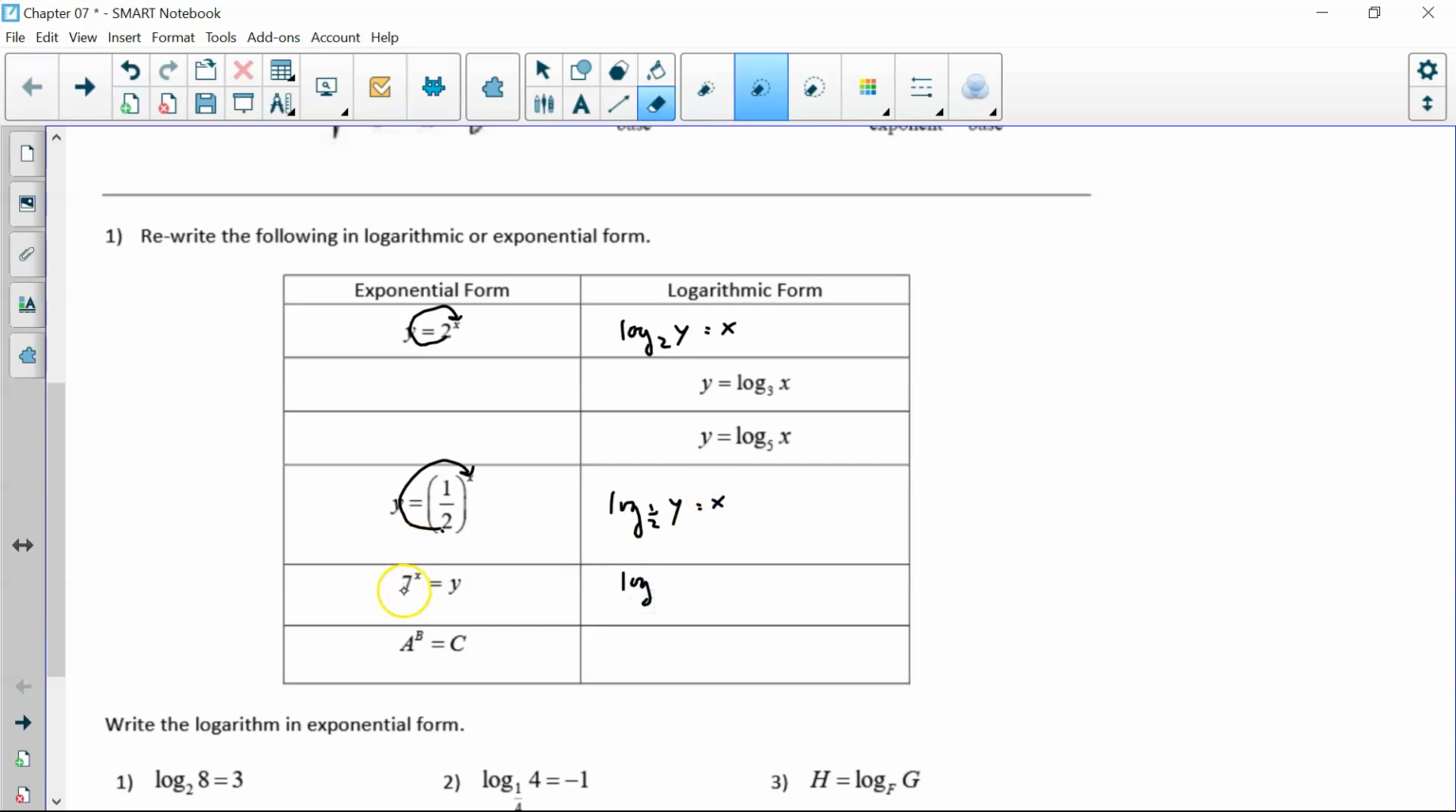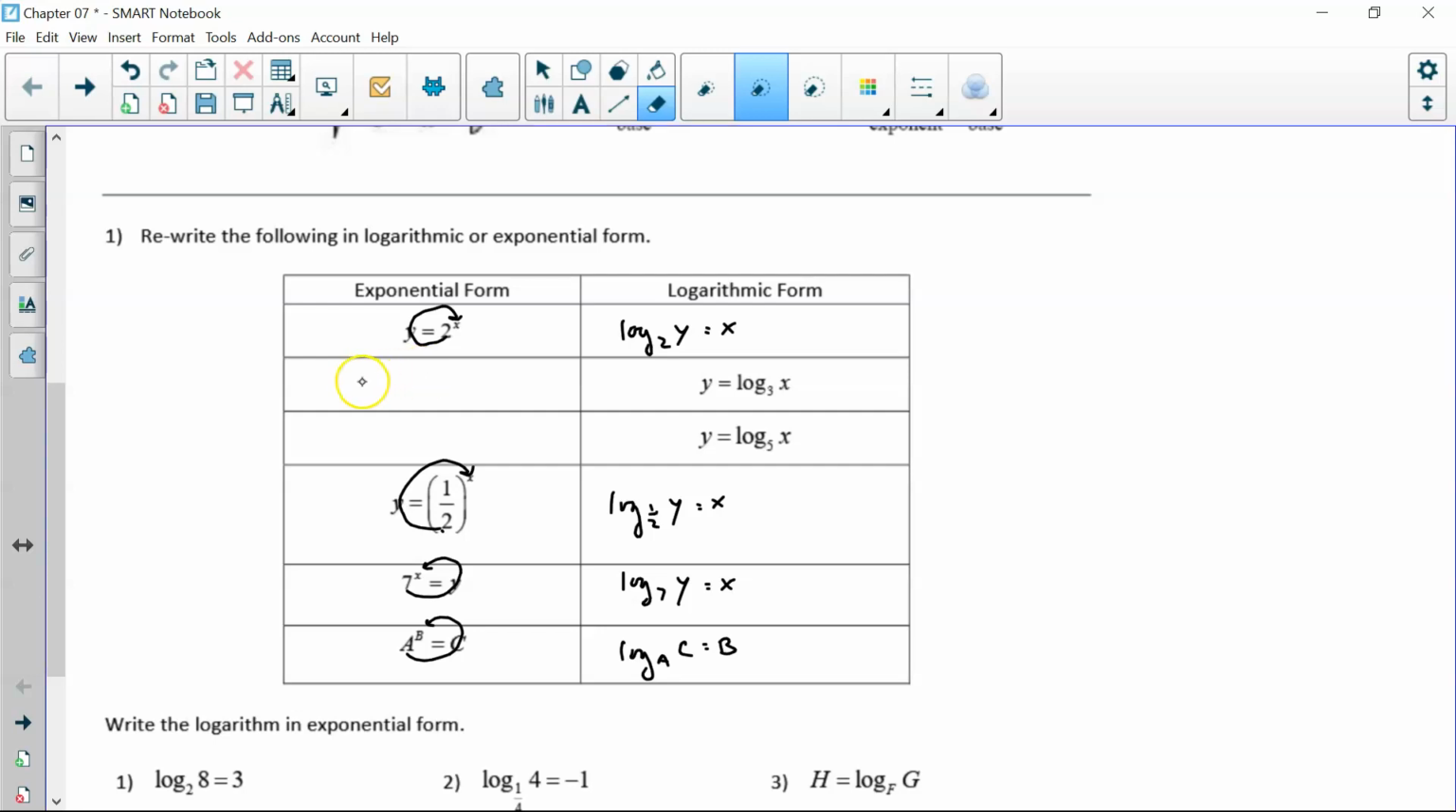Log base, so start at the exponent. Log base 7 of y equals x. Log, start at the base of the exponential. Log base a of c equals b. And that's taking it from exponential to logarithmic.